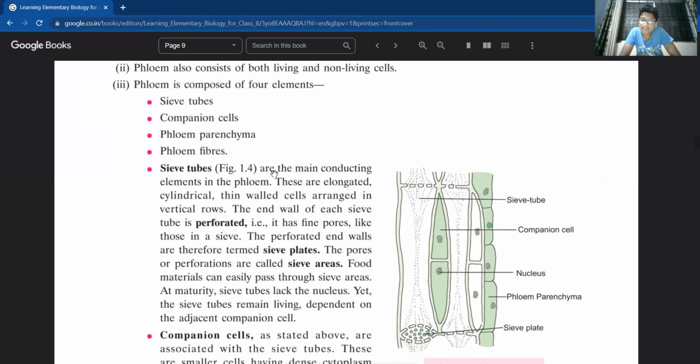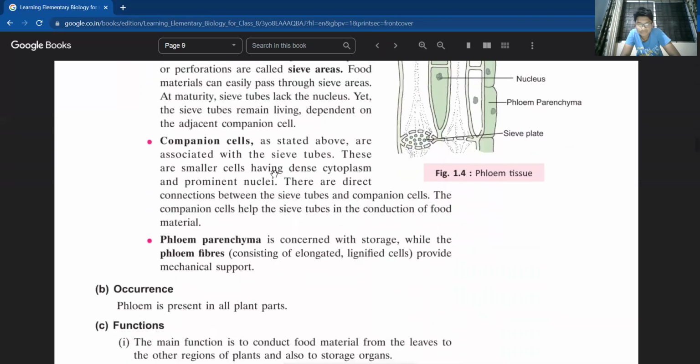Sieve tubes are the main conducting elements in the phloem. These are elongated cylindrical thin wall cells arranged in vertical rows. The end wall of each sieve tube is perforated. It has fine pores like those in a sieve. The perforated end walls are therefore termed sieve plates. The pores or perforations are called sieve areas, and food materials can easily pass through sieve areas. At maturity, sieve tubes lack the nucleus. Yet, the sieve tubes remain living, dependent on the adjacent companion cell.